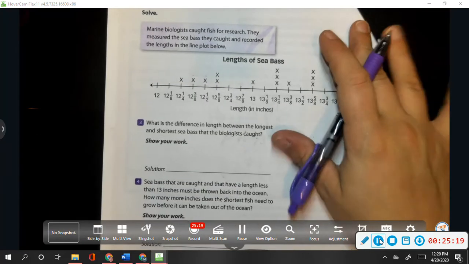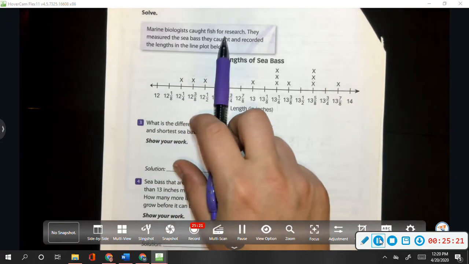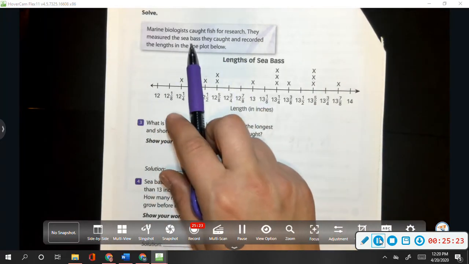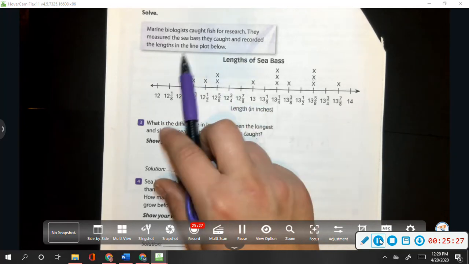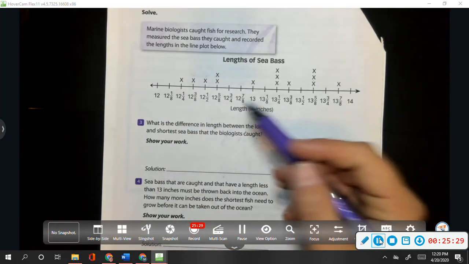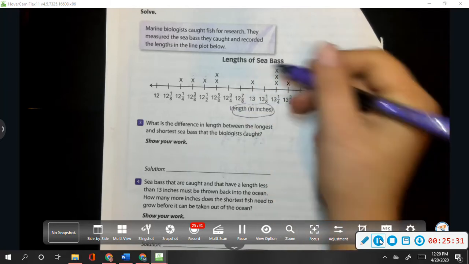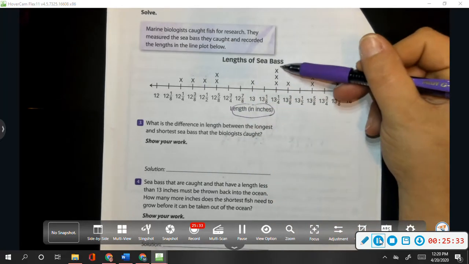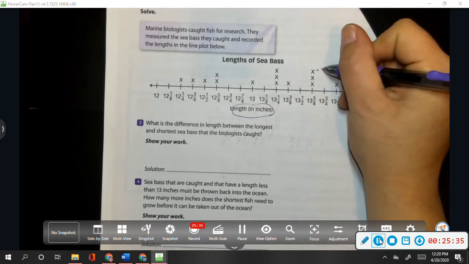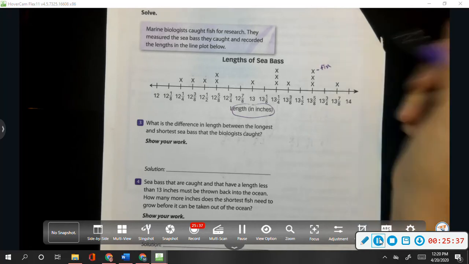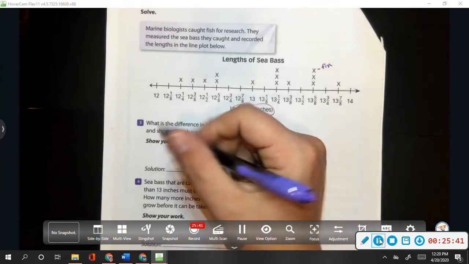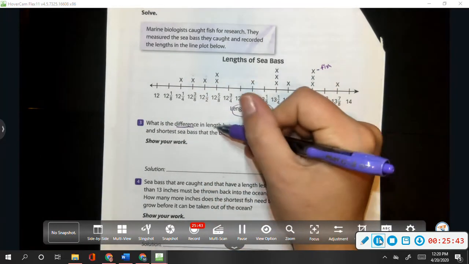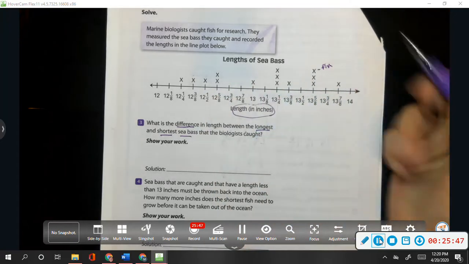Number 3. Marine biologists caught fish for research. They measured the sea bass they caught and recorded the length in the line plot below. So we have length in inches, and each one of these X's is worth 1 fish. The question says, what is the difference, there's our subtraction word, in the length between the longest and shortest sea bass that the biologist found?